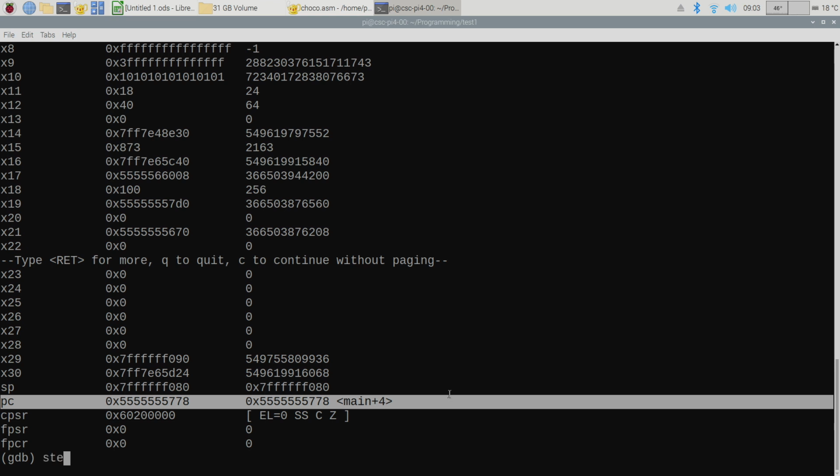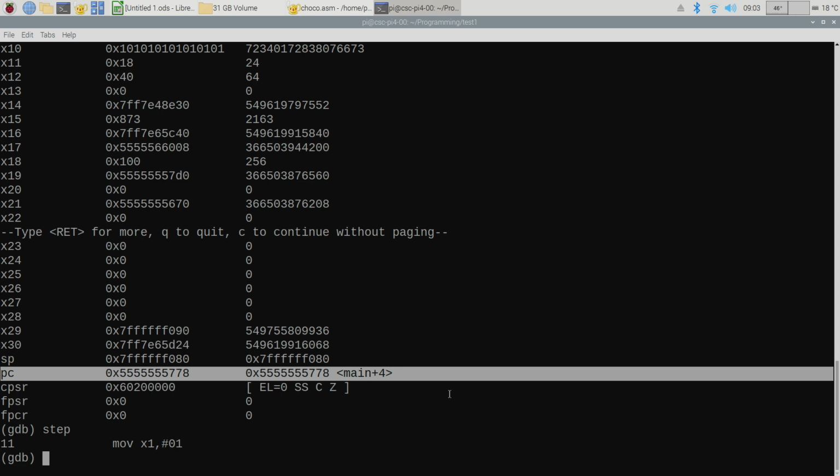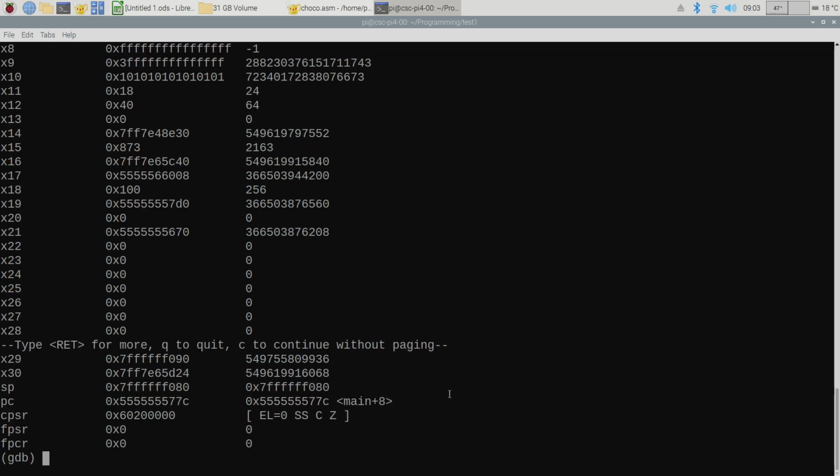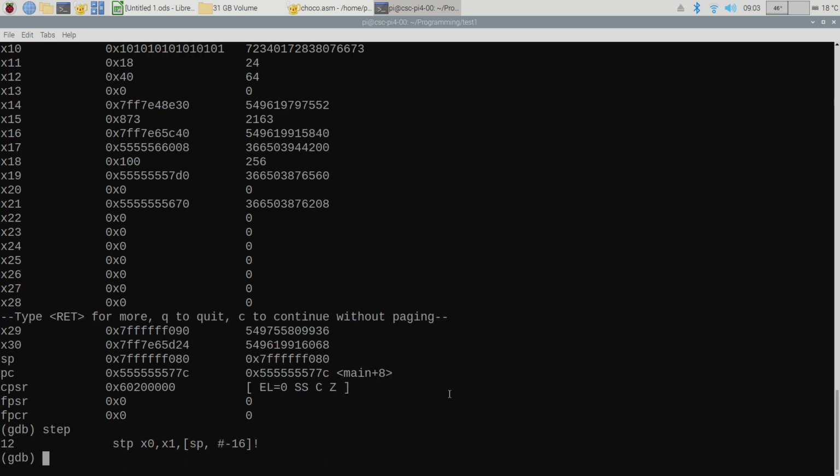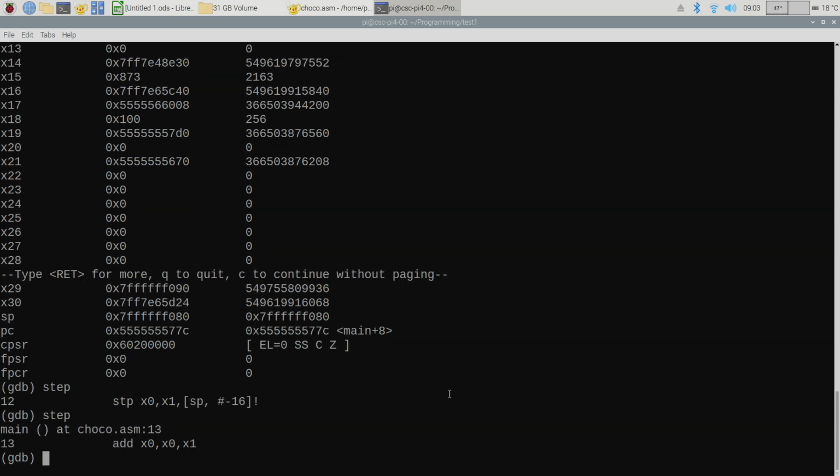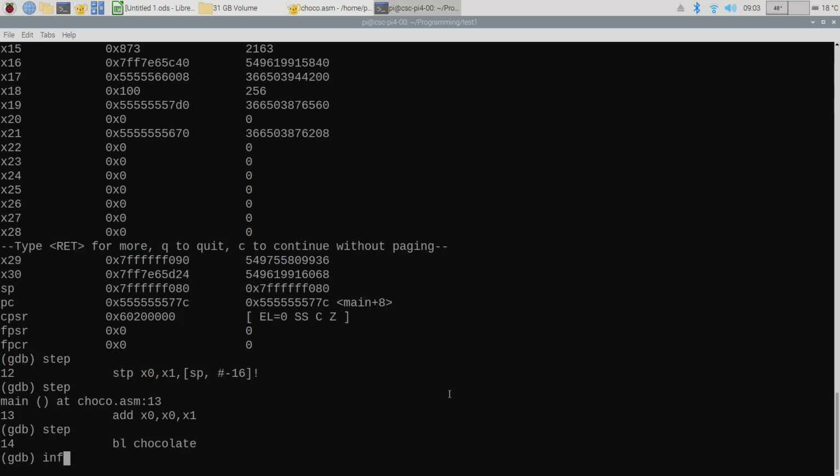That number is going to increment obviously by 4s. So if I step, the next instruction is this. And if I do info registers, what's the program counter now? Main plus 8. Okay, great. And then let's continue. I don't care about that one, I don't care about this one, I do care about that one.